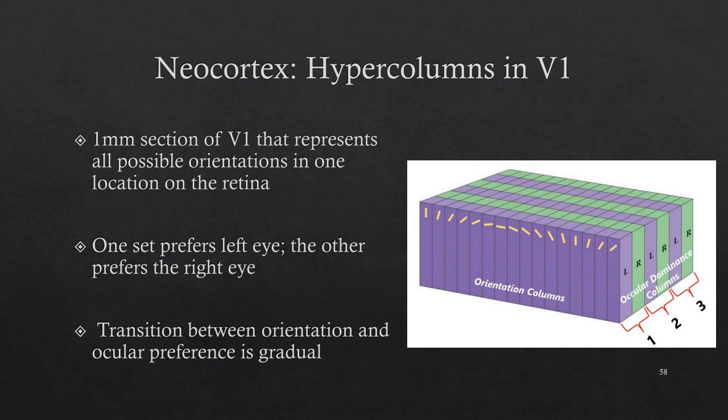The transition between this orientation preference and eye preference is gradual. It's not a completely black and white distinction. Between this column and this column, this column here might respond to a slightly different orientation, but just better to this orientation. So it's a gradual transition between orientation and eye preference.